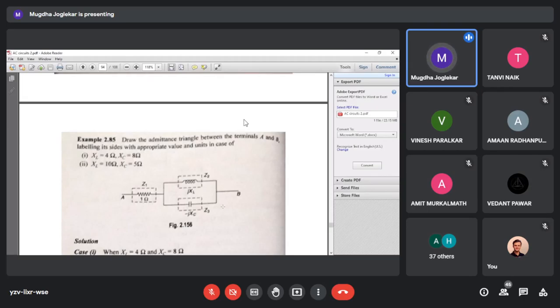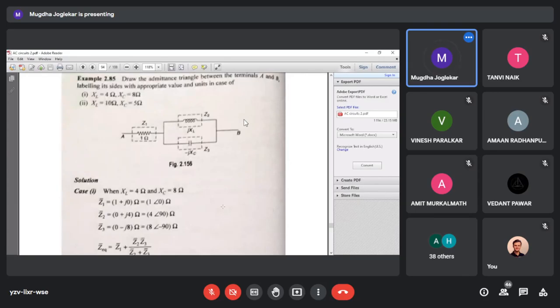Convert into polar form, then you will get polar form, then Z equivalent will be what? What is the equation of Z equivalent here? Z2 Z3 upon Z2 plus Z3, plus Z1. Yeah, Z1 is in series with the parallel combination. So I will just scroll down. You can see here, this is the equation.